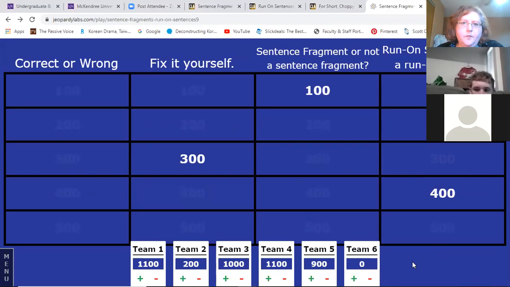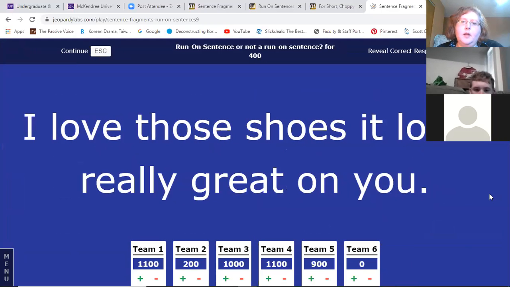Run-on sentence or not a run-on sentence for 400. I love those shoes. It looks really great on you. Not a run-on sentence. Let's test it. It is true that I love those shoes. It is true that it looks really great on you.